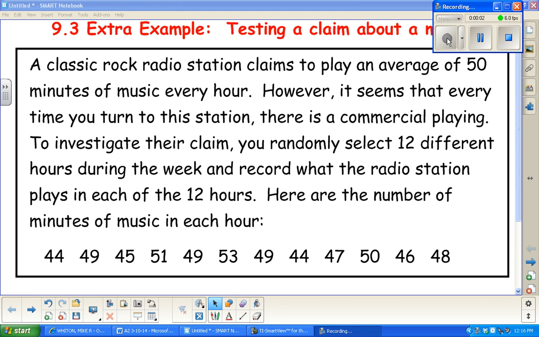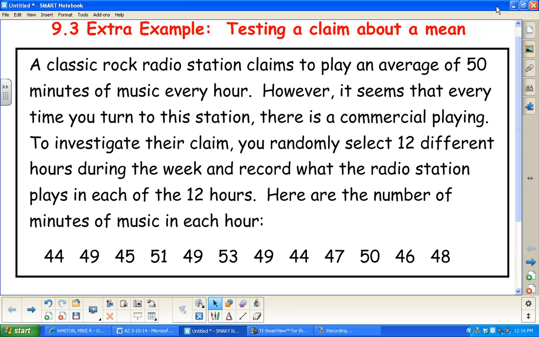Okay, here's an example from 9.3, which is about significance testing or hypothesis testing. We want to test a claim. This one's about a mean. So we have a classic rock radio station. They're claiming to play an average of 50 minutes. However, it seems that every time you turn to the station, there's a commercial playing. So you want to investigate the claim.